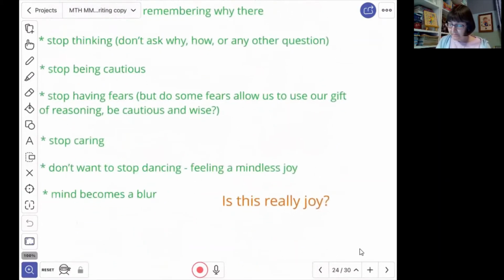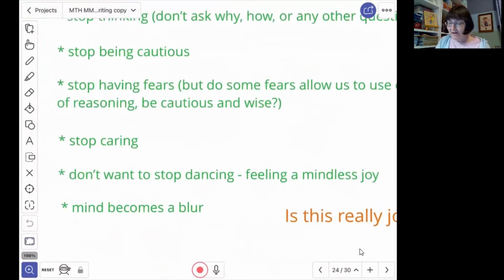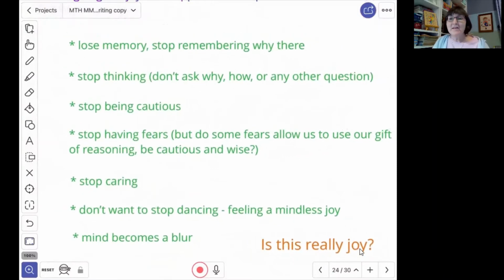Well, is this really joy? I mean, think about what we know about Jack, right? Jack really stopped being Jack because he could not remember why he was there. So he lost his memory. He couldn't think. He couldn't ask questions. He couldn't be cautious or careful. He didn't care about anything. And his mind became a blur.